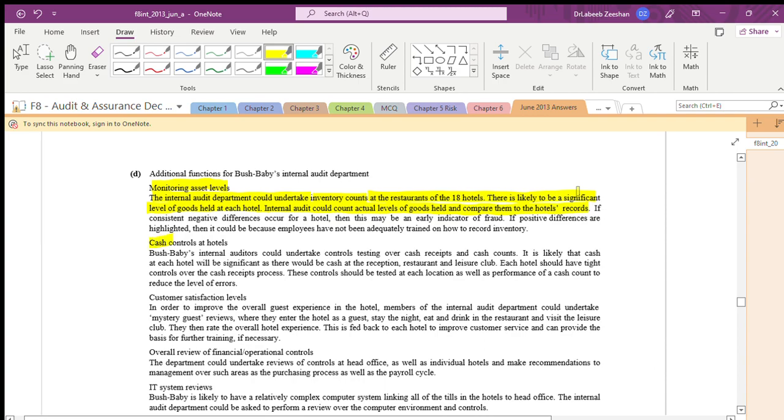Internal audit can work on cash control at hotels. Internal audit could undertake control testing over cash receipts and cash counts. This is the additional work the internal auditor can do.